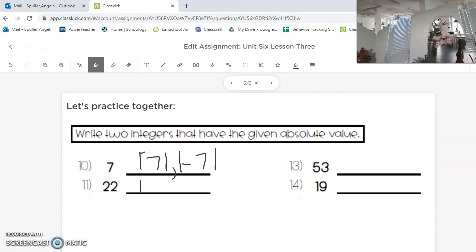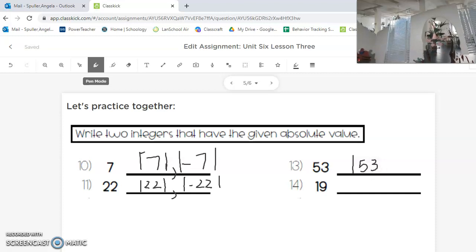Okay, so down here I could say 22, and I should make that bigger, shouldn't I? -22. Okay, here we have 53. It's 53 jumps, but -53 also has just 53 jumps. 19 and -19.